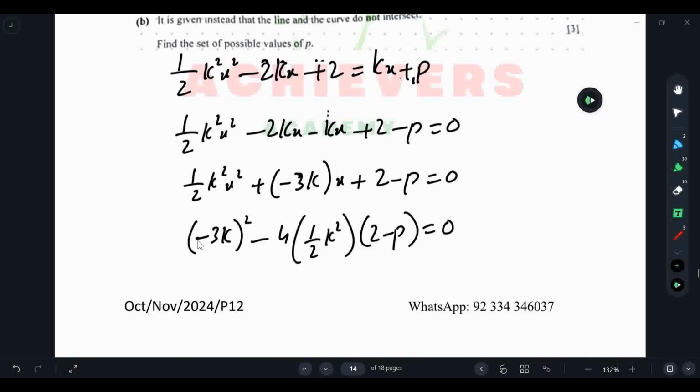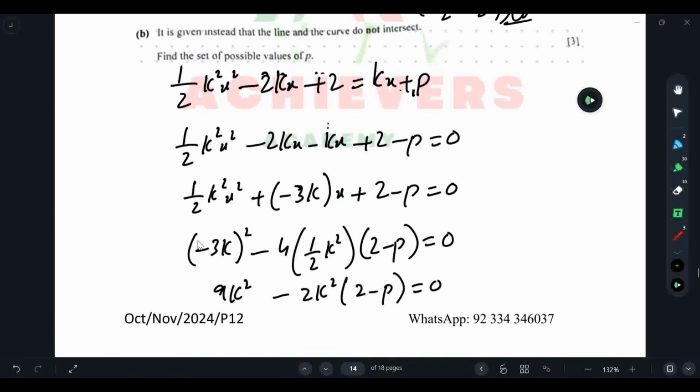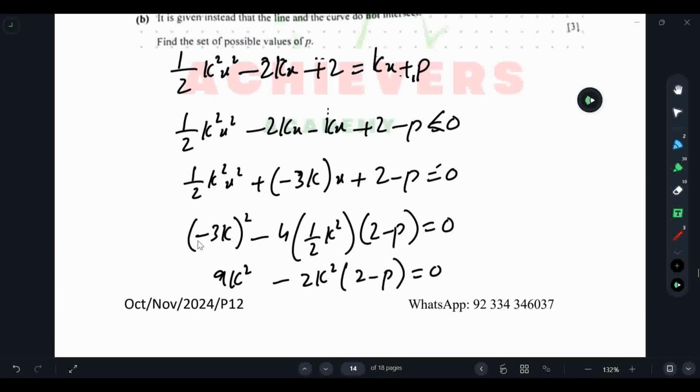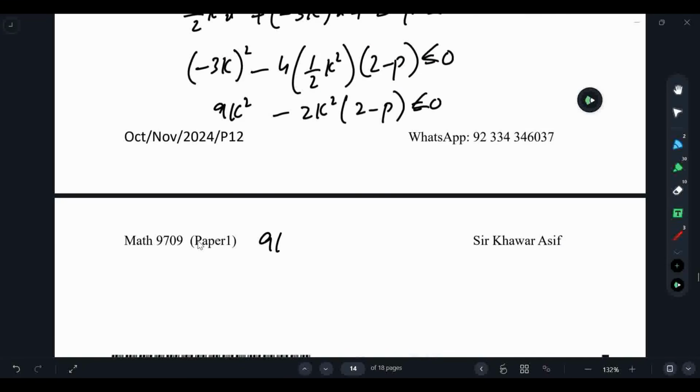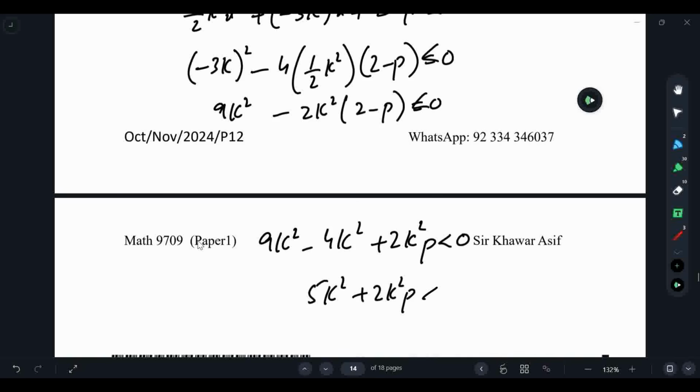Now what we have to do is, we can simplify it further. This will be 9k square minus 2k square into 2 minus p is equals to 0. Basically, when they say do not intersect, we can directly write it like this. Now this will be 9k square minus 4k square plus 2k square p less than 0. So 5k square plus 2k square p less than 0.